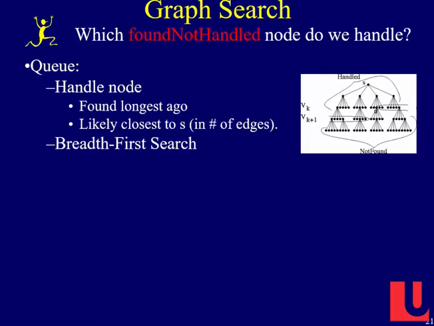And here's breadth first search, right? You start with S and you get to their neighbors and then their neighbors and their neighbors. You're kind of doing it one layer at a time.